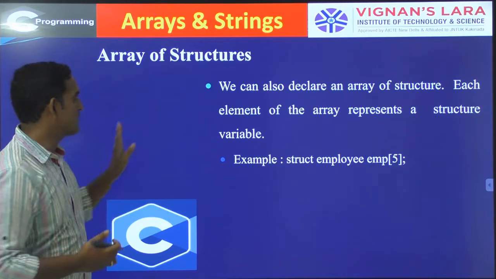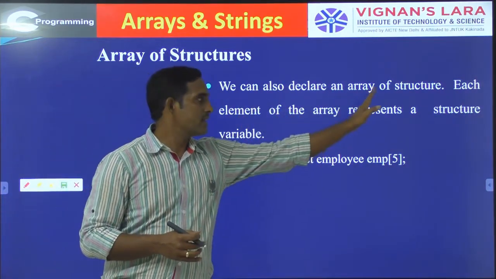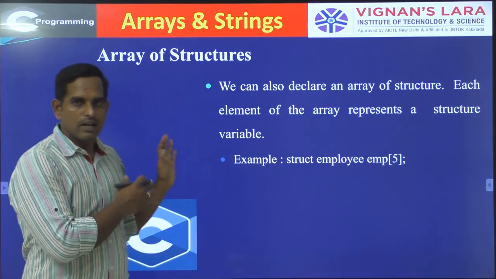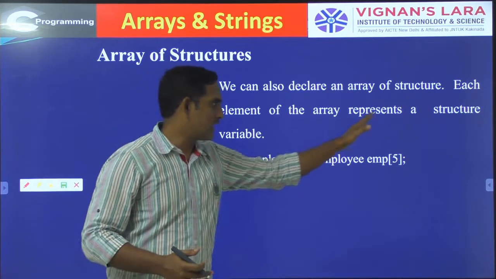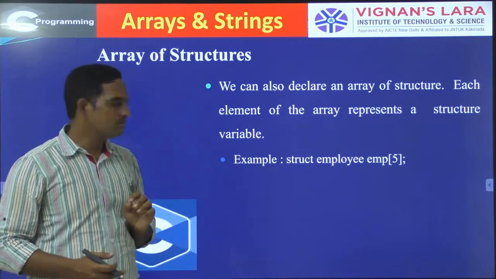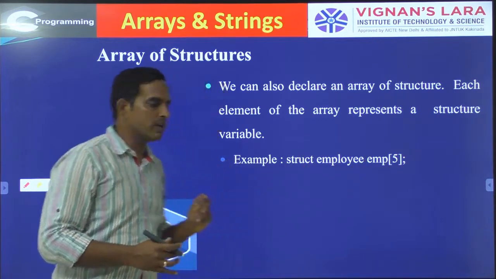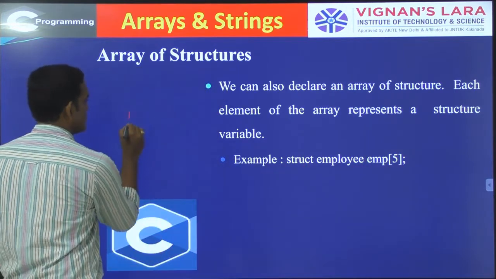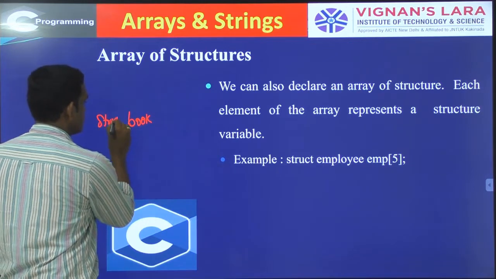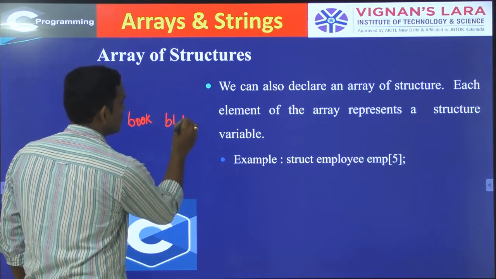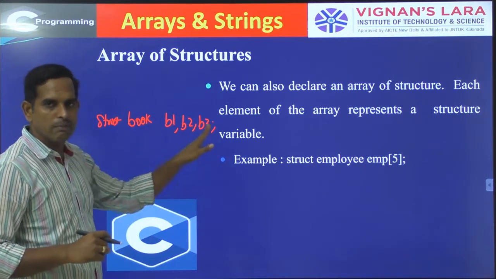Next topic is regarding array of structures. We can also declare an array of structures. You are having single structure variables now. Each element of the array represents one structure variable. For example, struct employee emp[5]. So if you see, you have created book, struct book b1, b2, b3. You have created 3 variables b1, b2, b3.